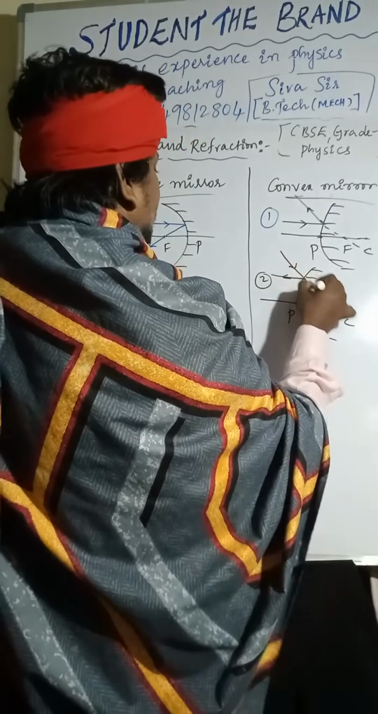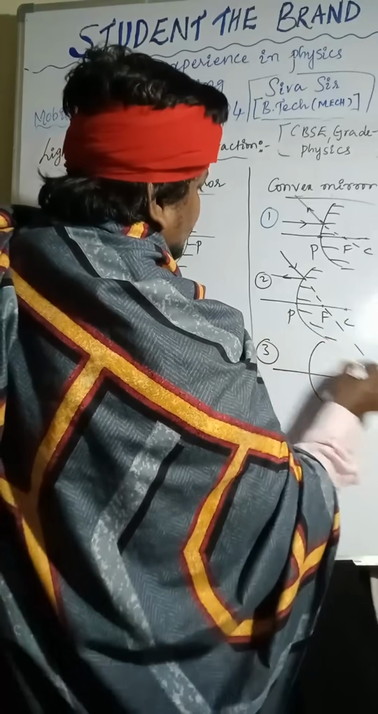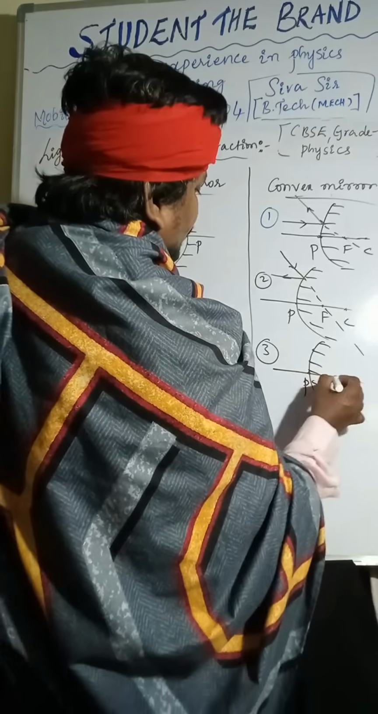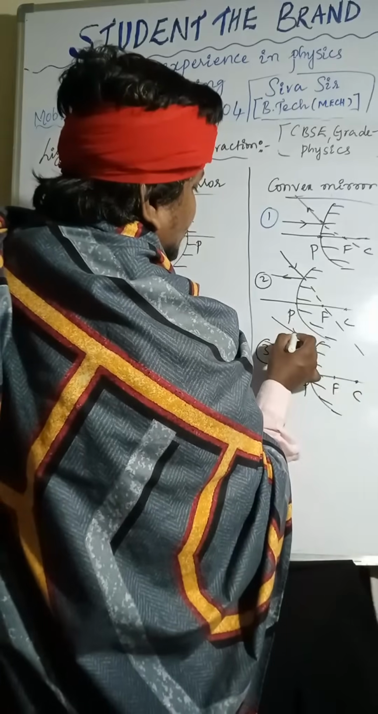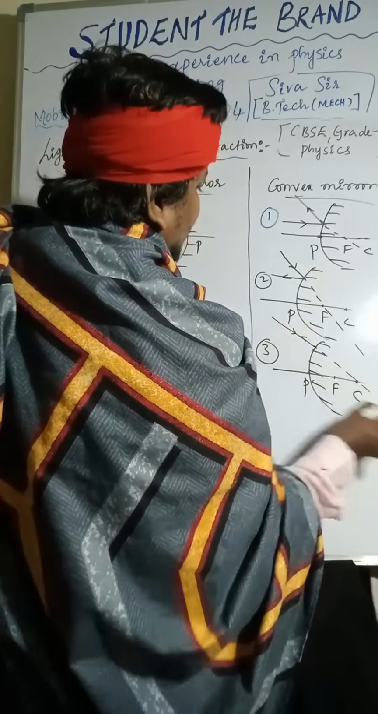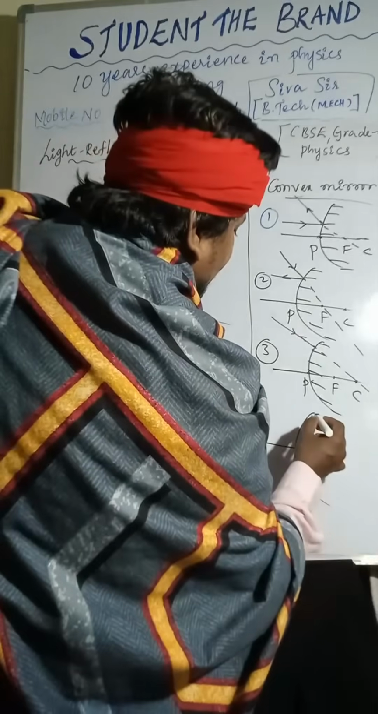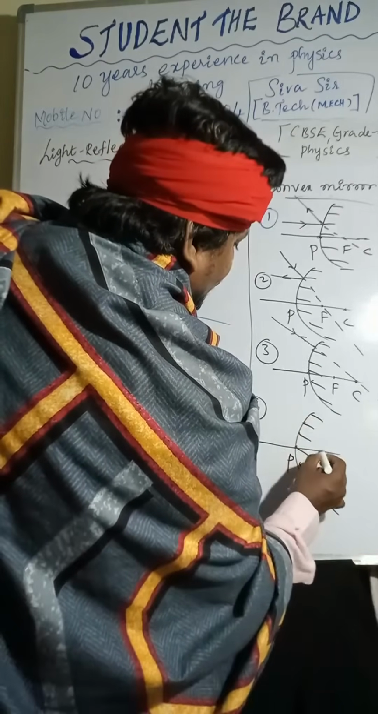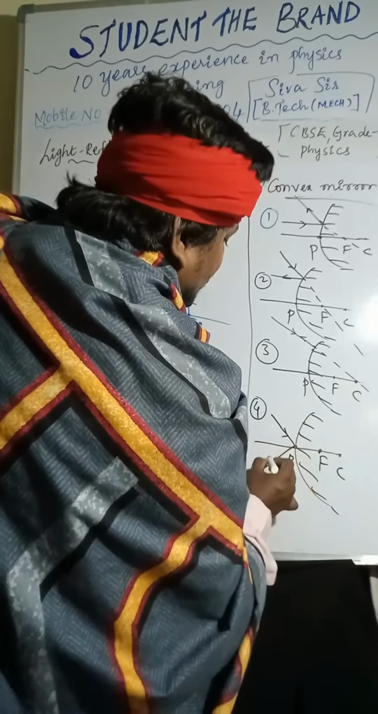After reflection moves towards infinity. Third one, so pole, focus, central curvature, light ray passing through central curvature. So it passes through central curvature. Fourth one, light ray is incident at the pole, it reflects back. So this is the pole, focus, central curvature, light ray incident at the pole, it reflects back.